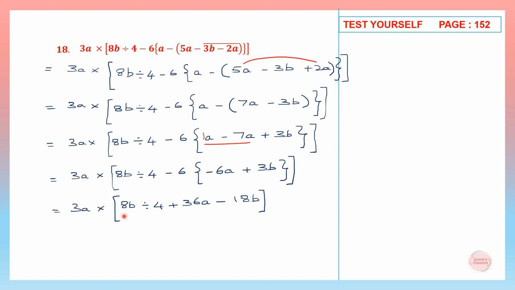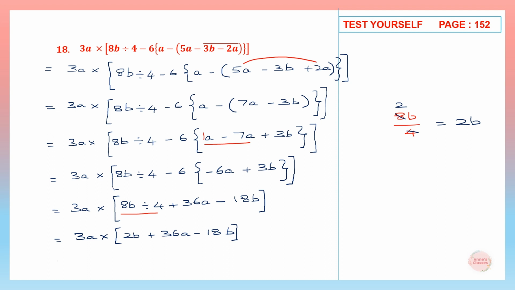So now the brackets that are left are the square brackets. Now we need to work out what is inside. Inside there are many operations. We have division, we have addition, we have subtraction. According to BODMAS, we should do division first. That means we need to divide 8b by 4. Let's do that. Divide 8b by 4. We can cancel 4 and 8. 4 1s are 4, 4 2s are 8, and b remains there. So this is 2b. So let's keep that in mind. So this is 3a into, continue with the square brackets, 2b plus 36a minus 18b, close brackets.